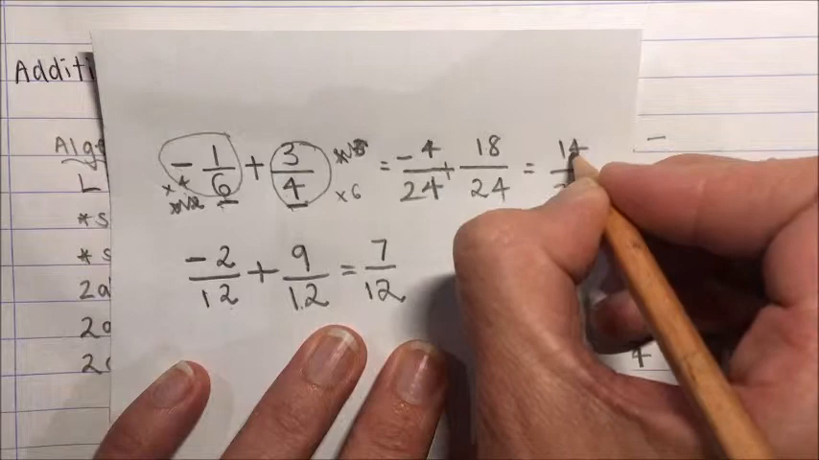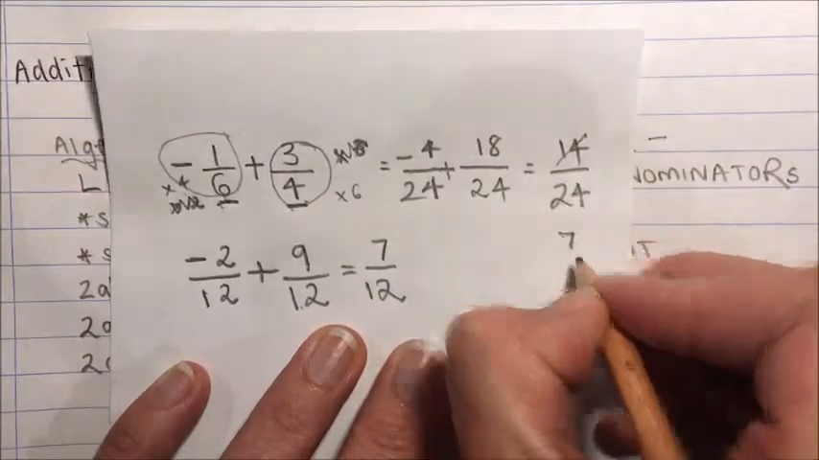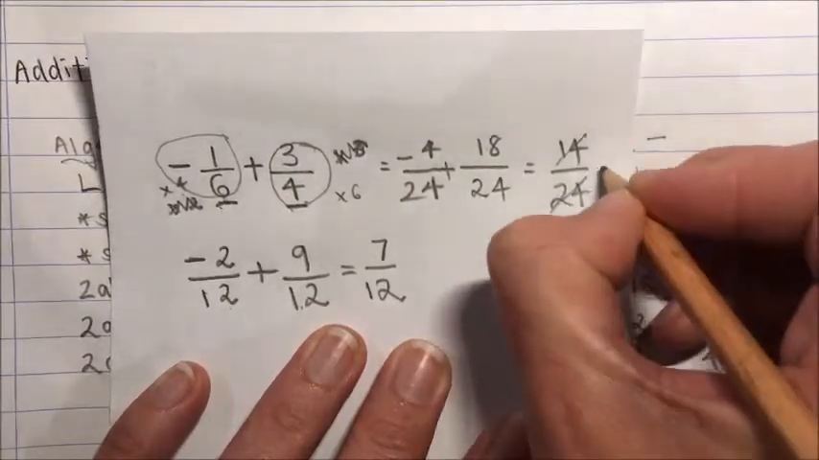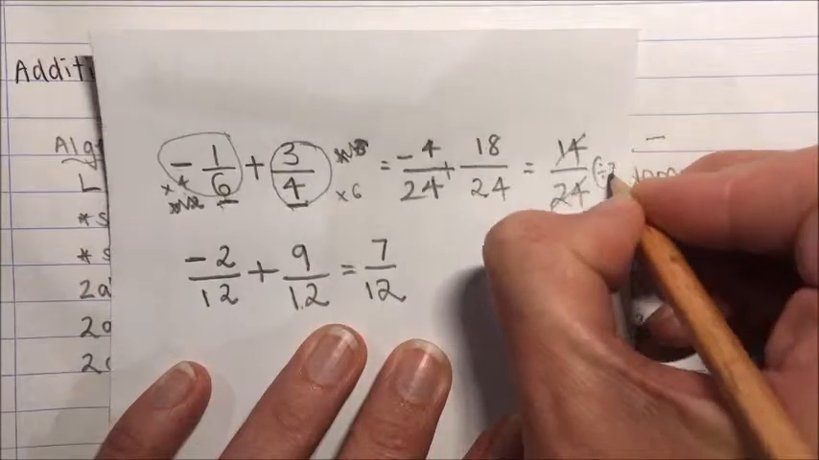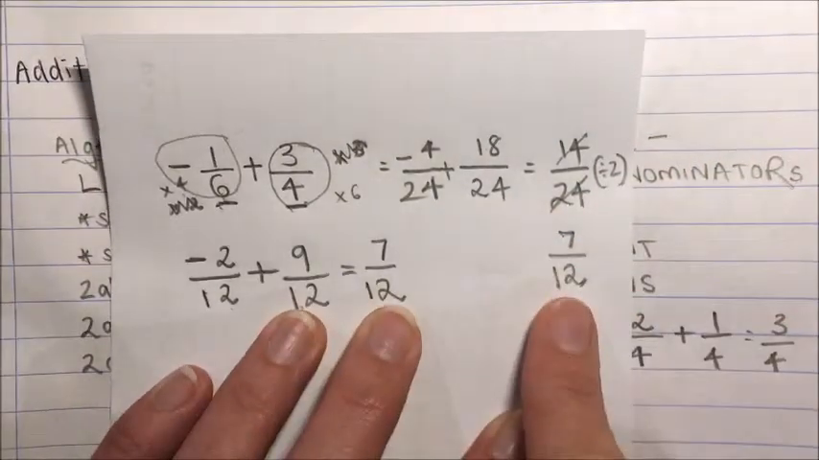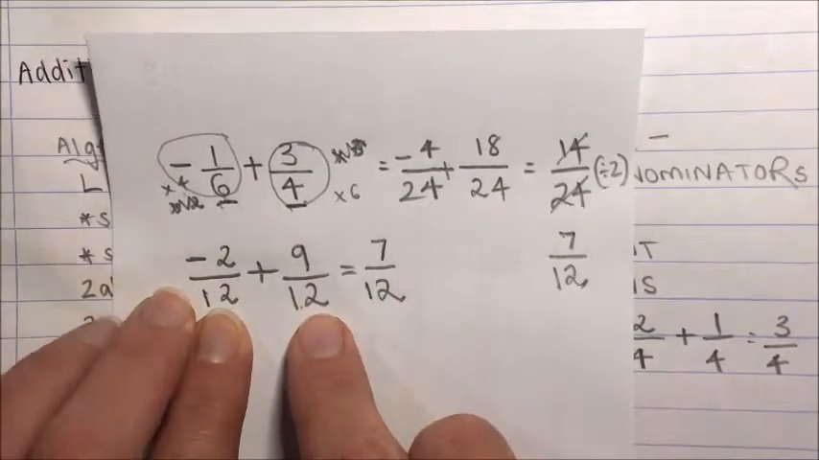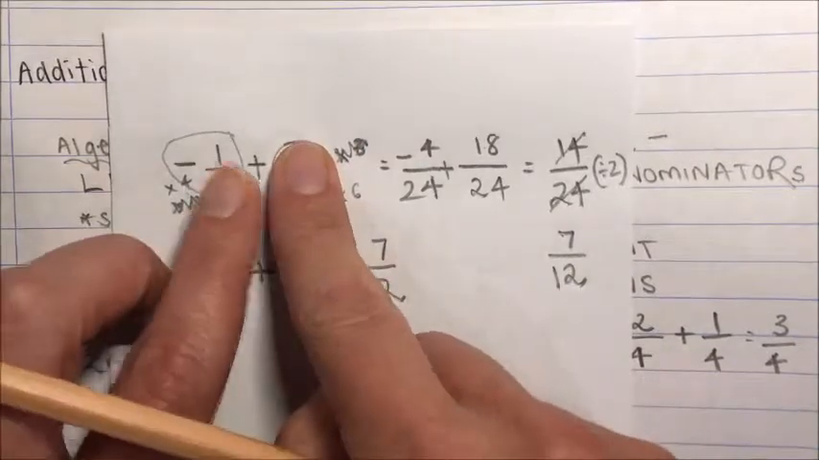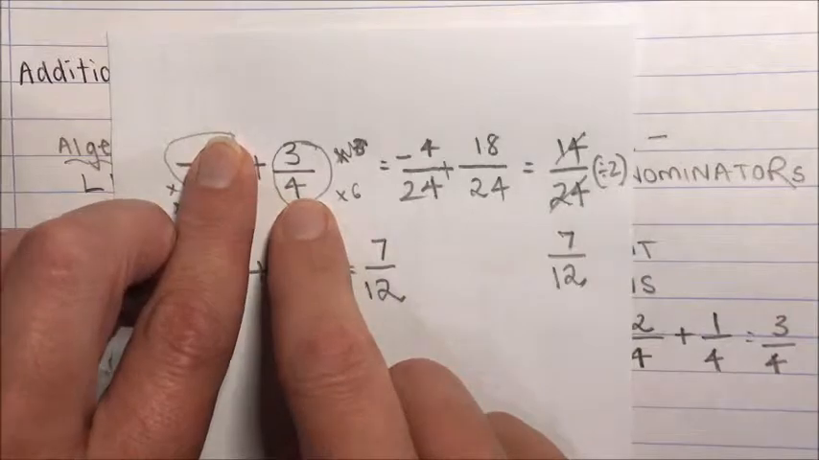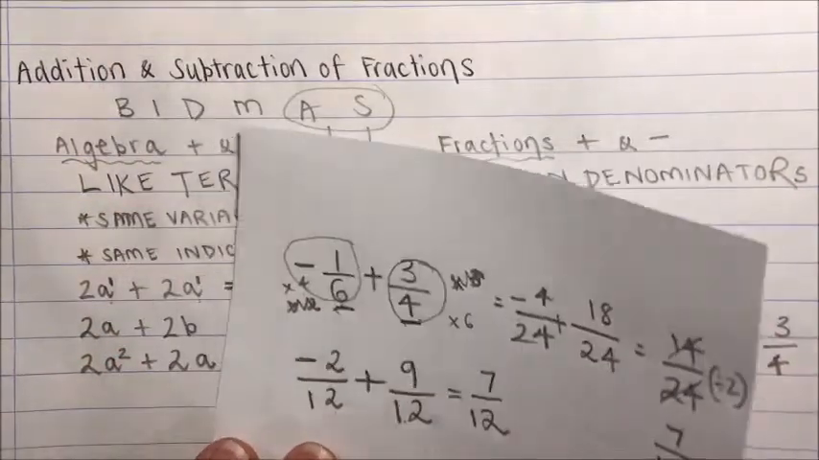And now I can simplify. I can see that this is divisible by 2. So 2 goes into 14 7 times, and 2 goes into 24 12 times. I divided both of these by their common factor 2. And you see, I end up with the same answer. So it's cool if you know common multiples, but if you don't, multiply one fraction by the denominator of the other one, and multiply the other fraction by the denominator of the first. Excellent. Let's do a couple more.